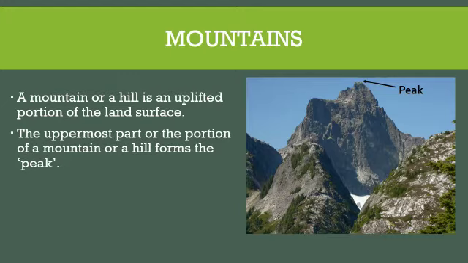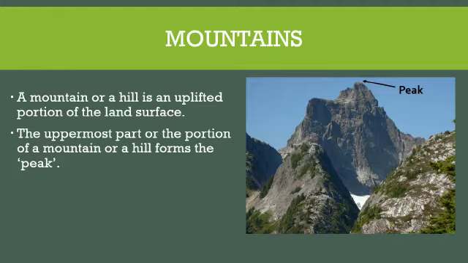A mountain or a hill is an uplifted portion of the land surface. The uppermost portion of a mountain or a hill forms the peak, as you can see on your screen. Most of the mountains are arranged in a line called a range, which has a series of peaks and valleys. Valleys are situated in the middle of two mountains, and the peak is the uppermost part of the mountain.